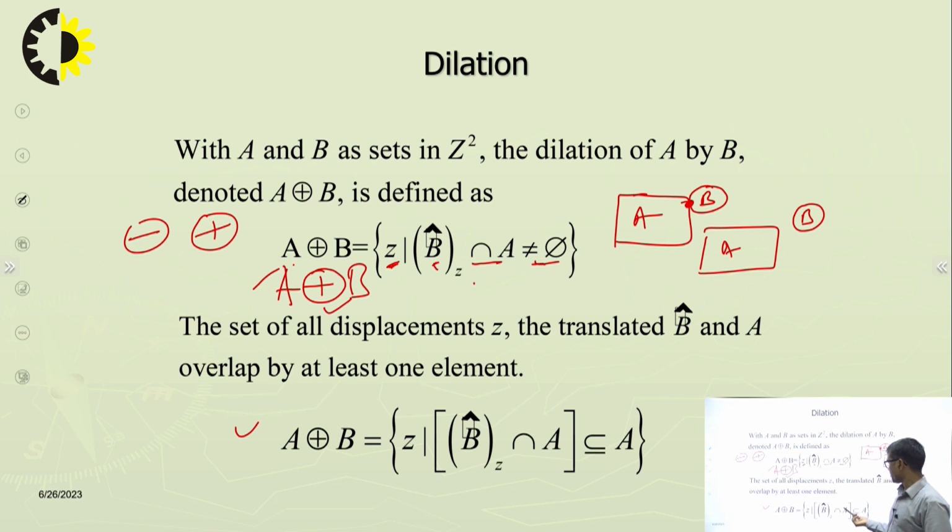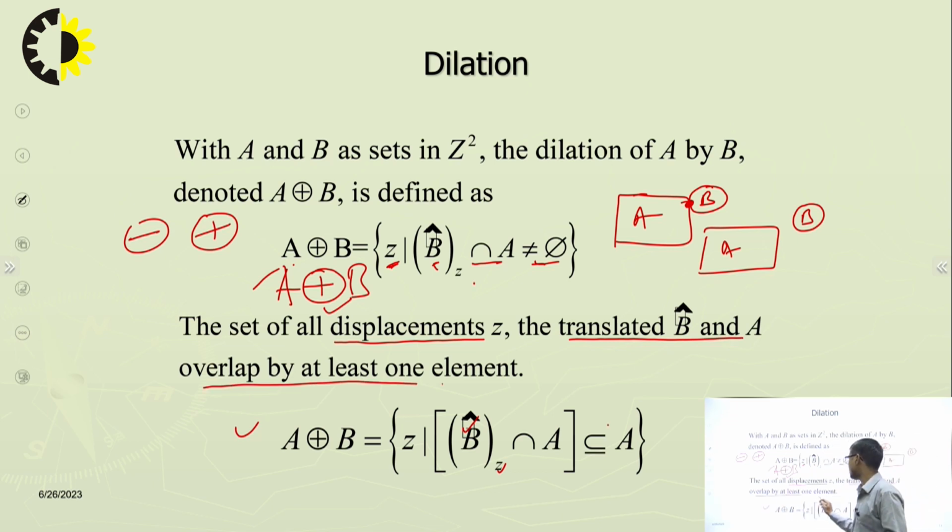Another form of representing is very interesting, and it says that if you translate the reflected part of B and take an intersection with A, it should be a subpart of A. So it means that when we displace Z, the translated structural element B with A always overlaps at least one element. This is the theory.